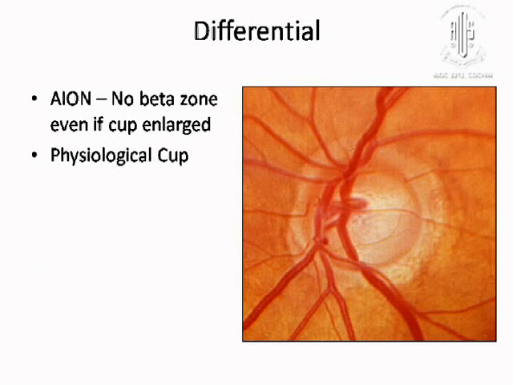In the differential, and this is my last slide, sometimes physiologically large cups, as present here, or rarely AION, can have an enlarged cup. Remember, if the cup is enlarged in both these situations, there is no corresponding beta zone in AION or a physiological cup. But in glaucoma, the beta zone or the PPA is present, like shown here. You can see a 360 degree beta zone in this picture, and these are things to look for.